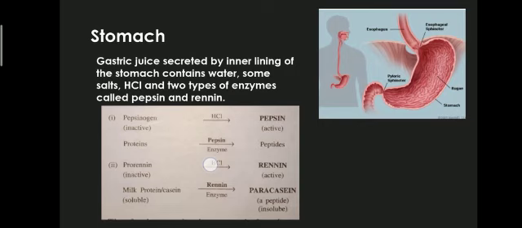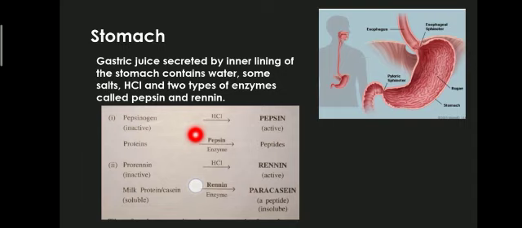Now here you can see that the stomach contains gastric juice secreted by the inner lining of the stomach. It contains water, some salts, HCl, and two types of enzymes, that is pepsin and renin. Let us see what is the function of HCl. HCl is an acid which kills the germs as well as activates the enzymes, which are previously in an inactive form.